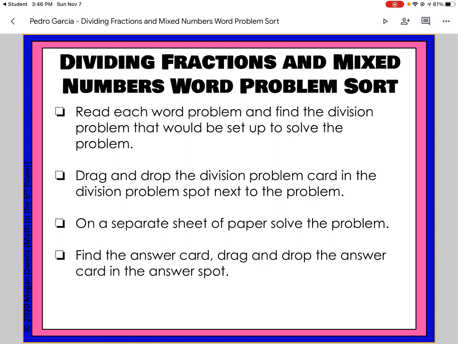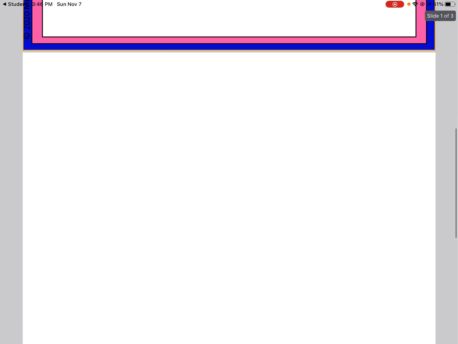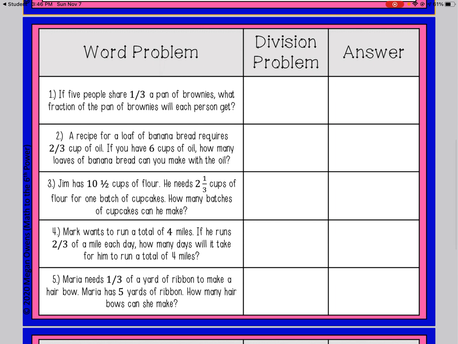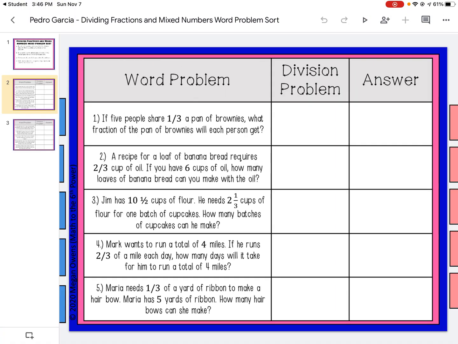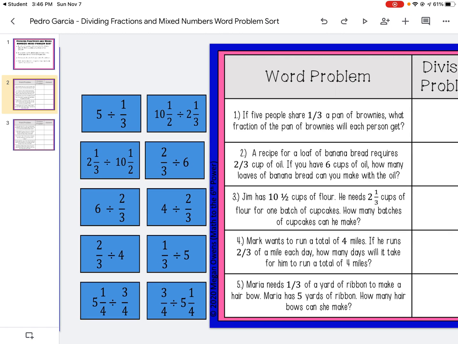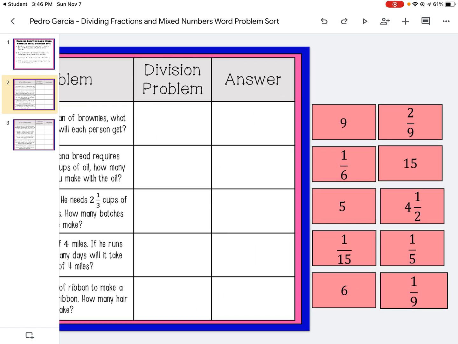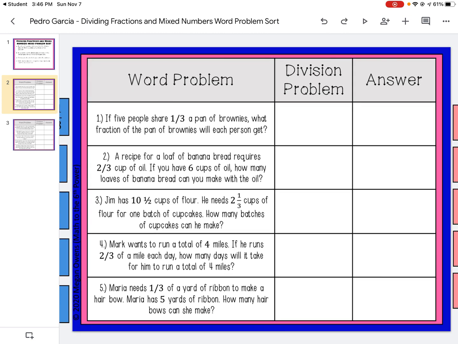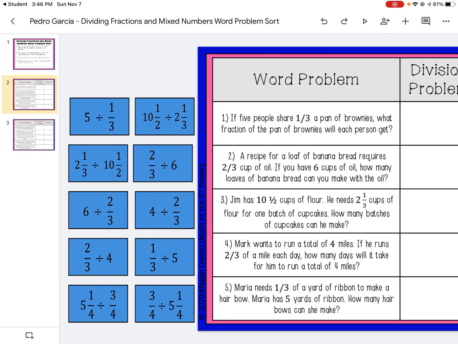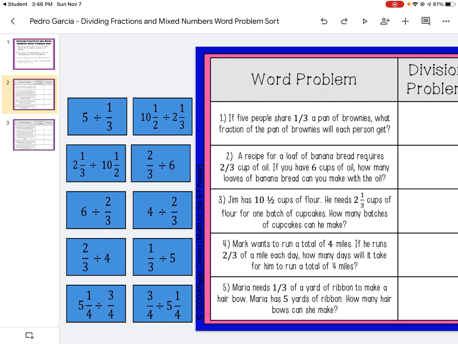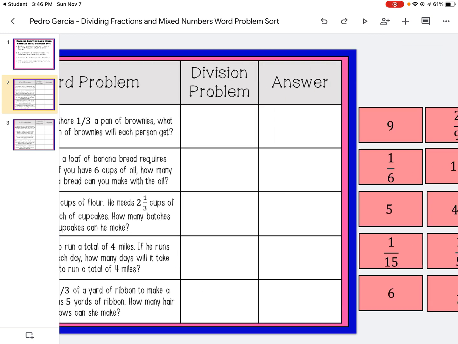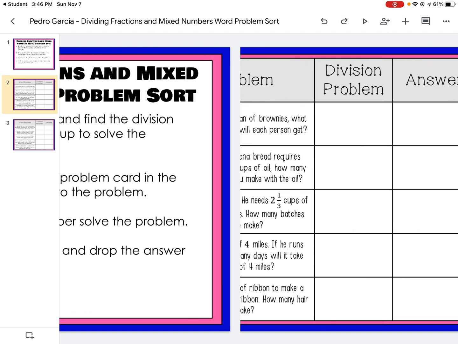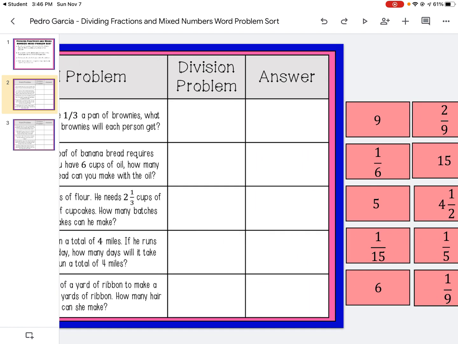Okay. I'm going to move on to my next slide so I can drag down. What I need to do now is I'm going to double tap on my screen. And when I double tap, it makes other things appear. I have these blue tiles on the left and these pink tiles on the right. You can see for each problem, it has a division problem spot, which is these over here. So I'm going to drag the tile that has the equation set up correctly, and then the pink ones are the answers. So that's kind of how it works.